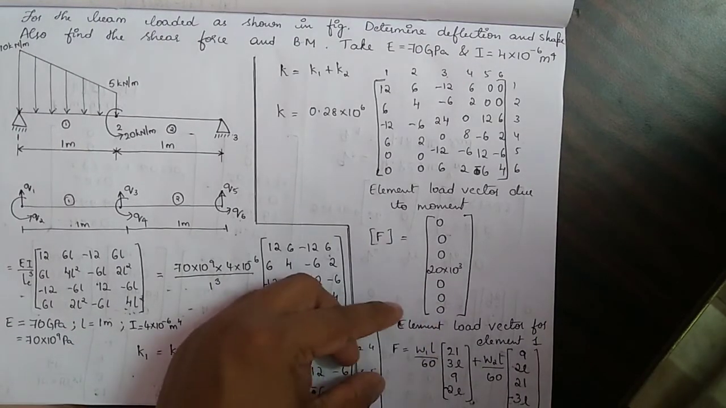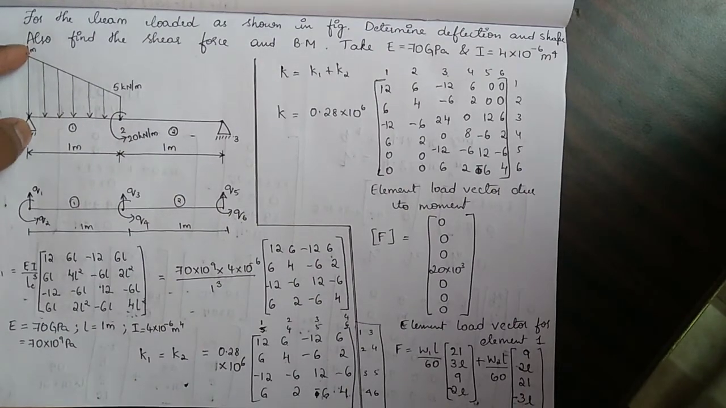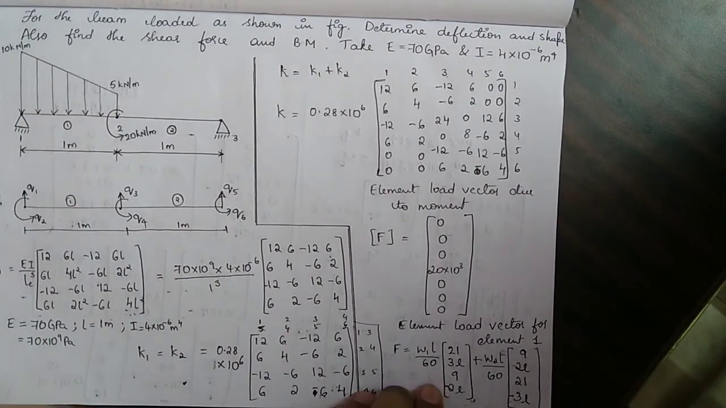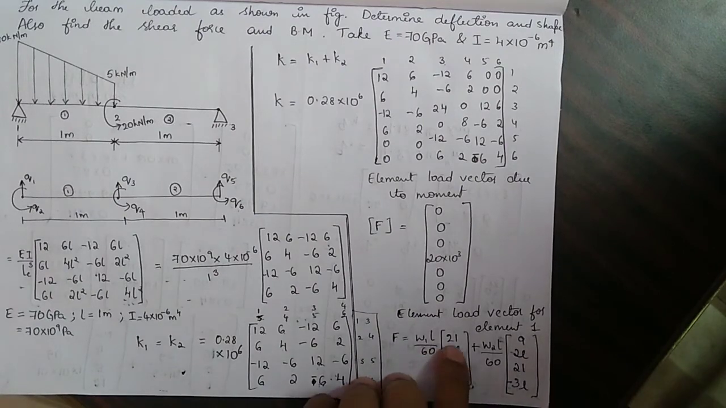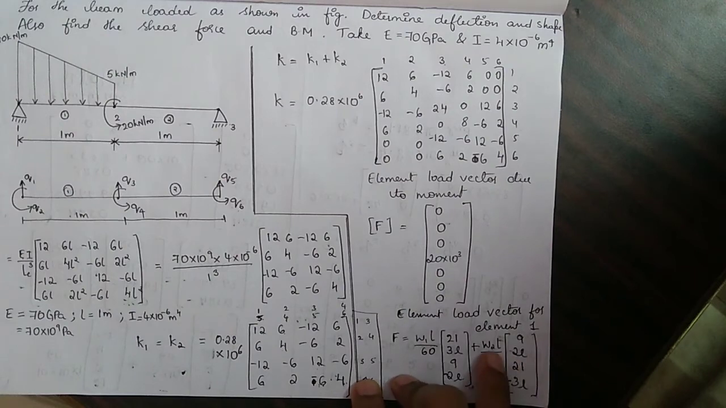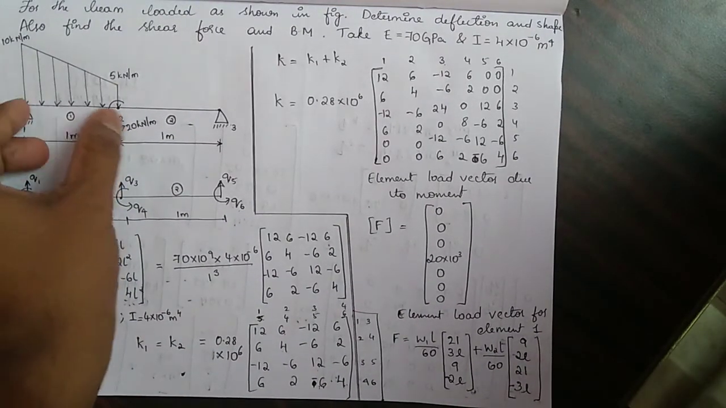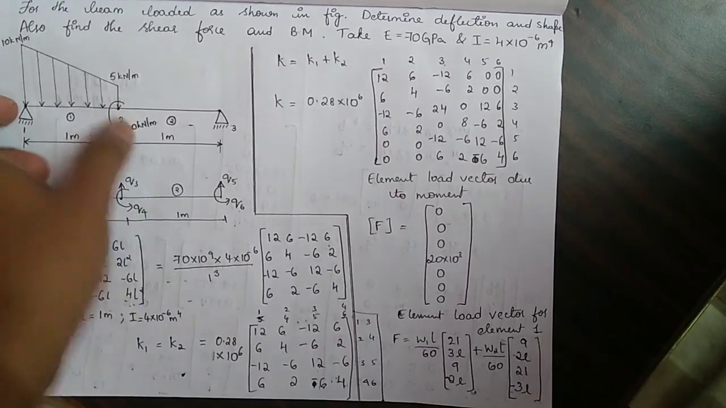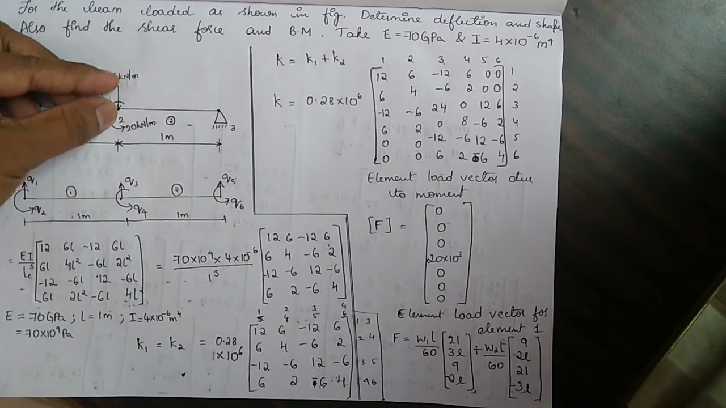And the second part is about the UVL. So we have one UVL in only one element. So there is a different formula for UVL and UDL. This is for UVL. W1L by 60, 21, 3L, 9, minus 12, while W2L by 60, 9, 2L, 21, minus 3L. L is the element length. So element length is 1. And W1 is about the initial height, and W2 is the second height.